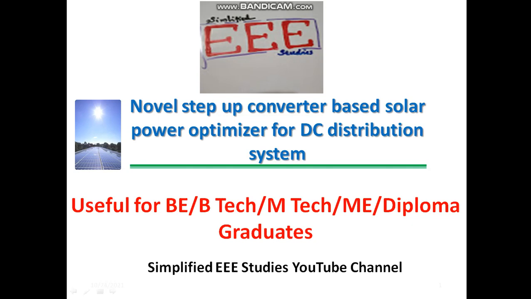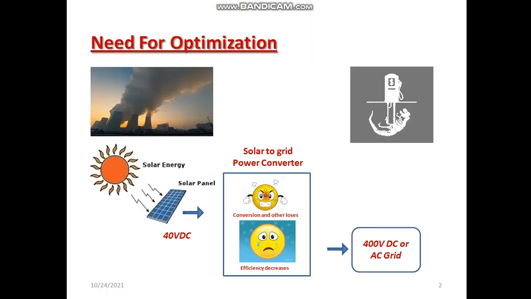The project which I have selected for my MTech is a novel step-up converter based solar power optimizer for DC distribution system. It is basically a power electronic based project. So I am going to design a solar power optimizer. I will tell you what is a solar power optimizer.